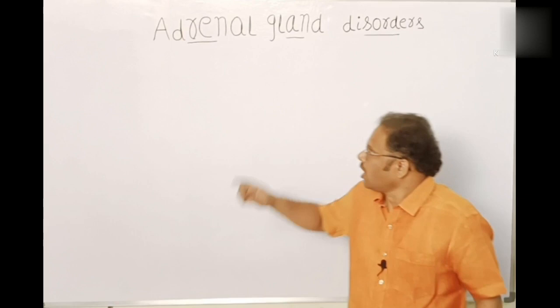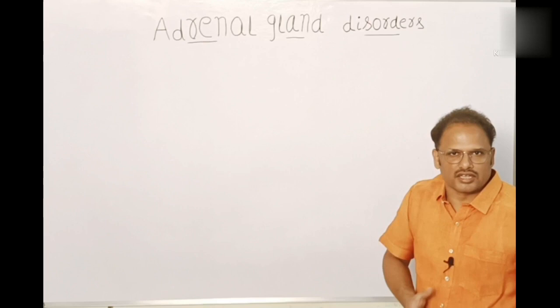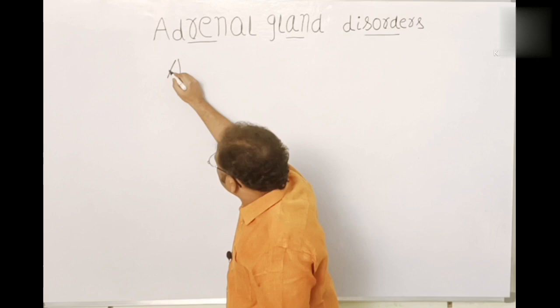And today's topic is adrenal gland disorders. In the previous occasion, we have already discussed what an adrenal gland is, which consists of the outer adrenal cortex and inner adrenal medulla. Today we will be discussing the disorders of the adrenal gland, precisely the disorders of the adrenal cortex.